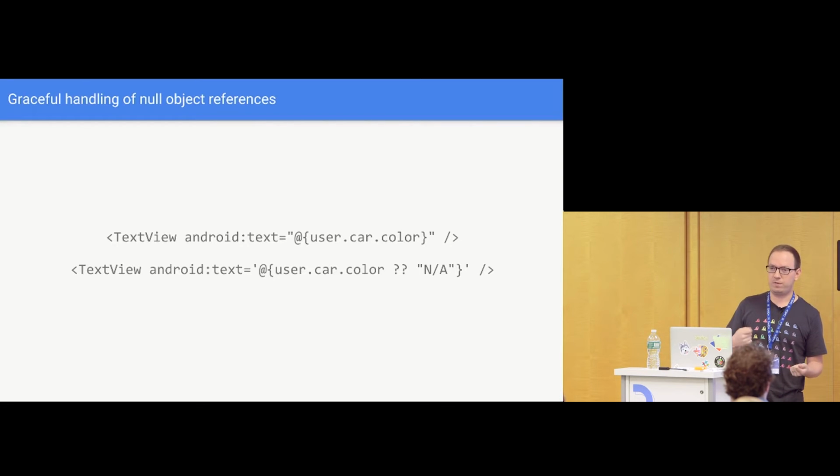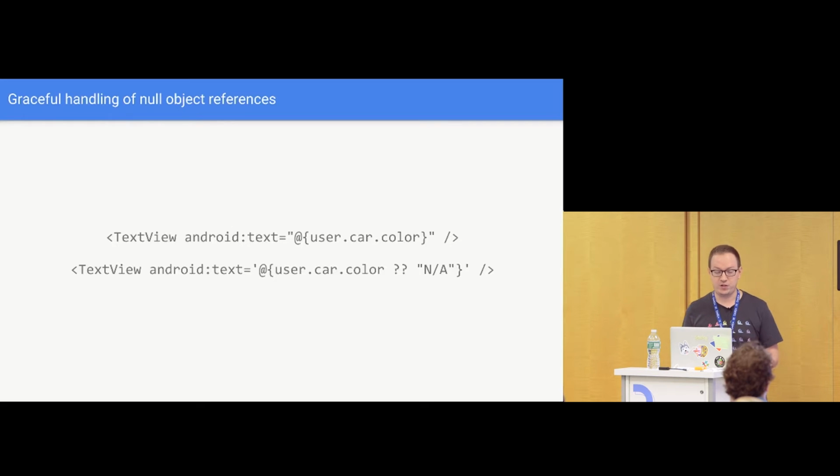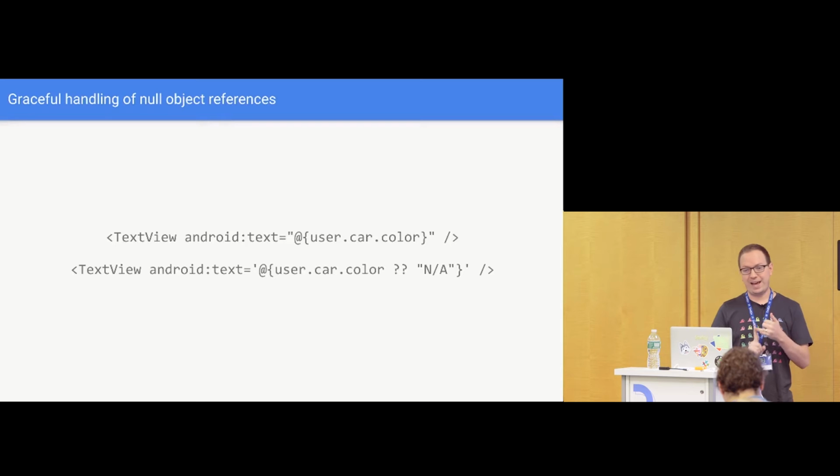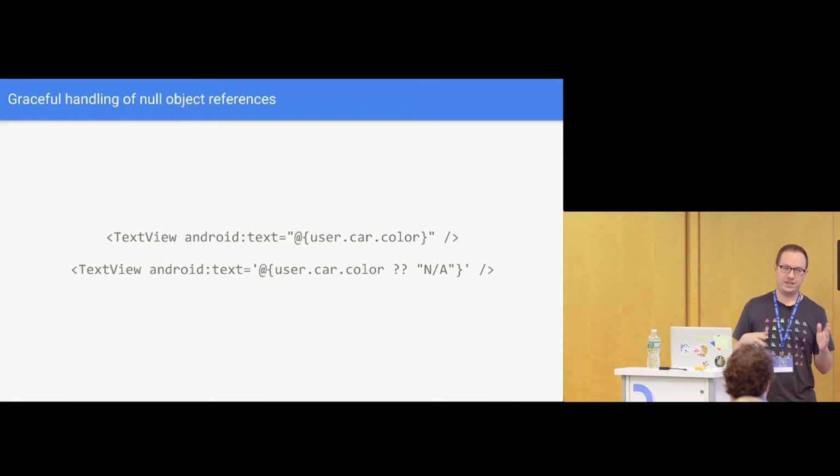So if you wanted to refer to the color in your Java code, you would have to check first if the user was null, and then make sure the car wasn't null, and then access the color of the car. So that's about 6 lines of code, a bunch of curly braces, terribly ugly. So the developers of data binding were like, okay, let's make this easier for developers.